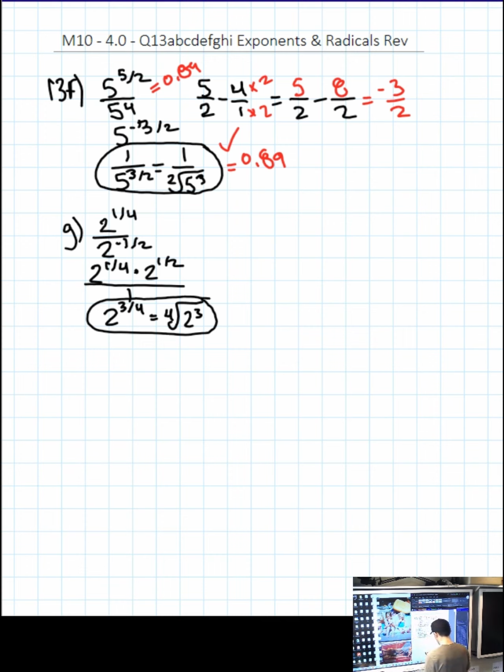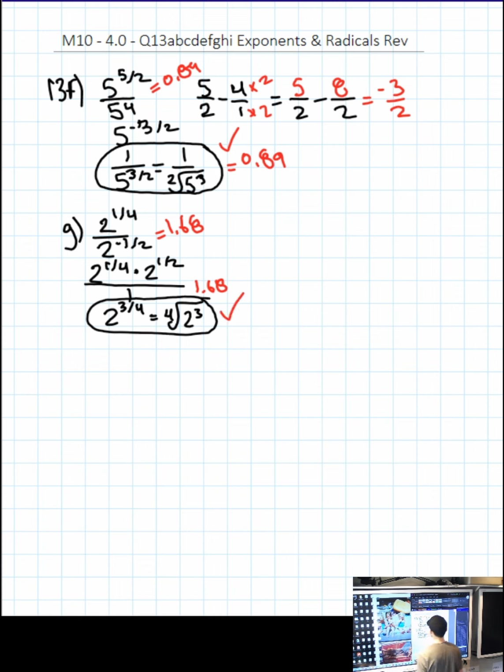Okay, on the calculator we have 2 to the exponent 1 over 4 divided by 2 to the exponent negative 1 over 2. And we're going to get the answer equaling 1.68. And then I can type in the answer, 2 to the exponent 3 over 4, and I'm also going to get 1.68, which means we did it correctly.